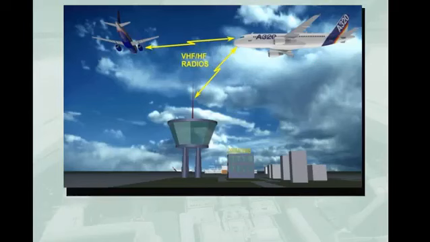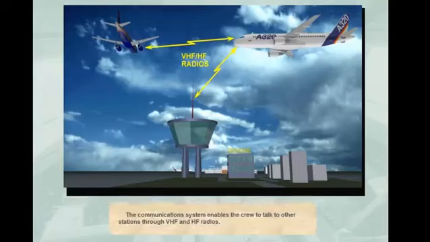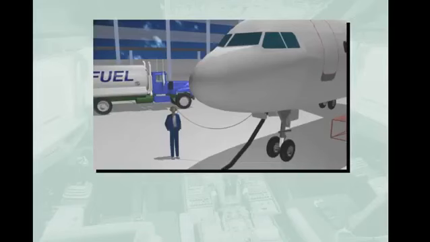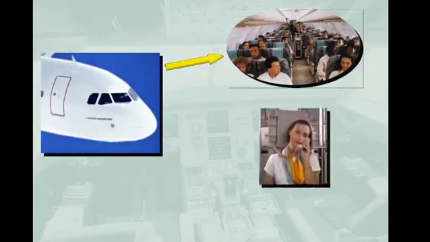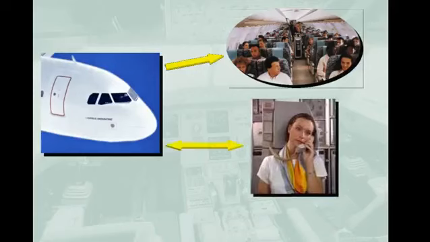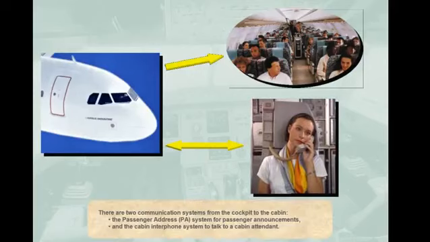The communication system enables the crew to talk to other stations through VHF and HF radios. It also enables communication with the ground mechanic. There are two communication systems from the cockpit to the cabin: the passenger address (PA) system for passenger announcements, and the cabin interphone system to talk to a cabin attendant.